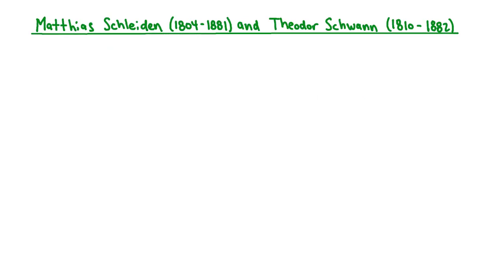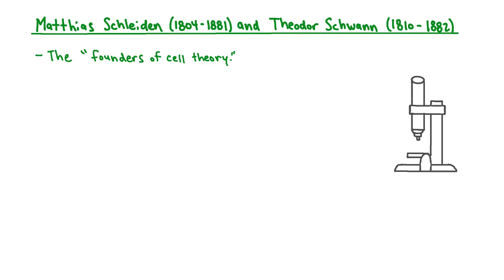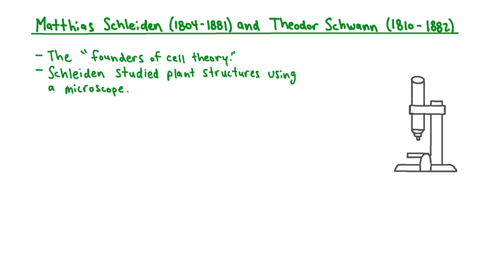The next major advancement in cell theory is attributed to Matthias Schleiden, whose work is often referenced in conjunction with Theodor Schwann. In fact, Schleiden and his close friend Schwann are often called the founders of cell theory, who worked with compound microscopes again. Schleiden was a German botanist who was famous for studying plant structures under a microscope.